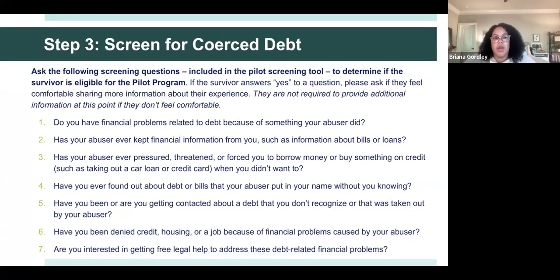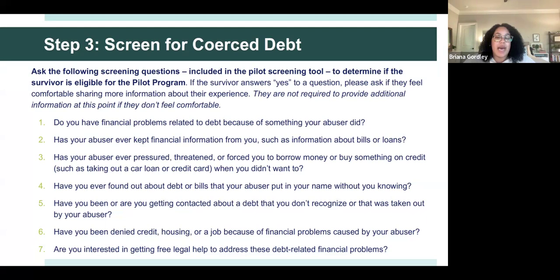And so starting off with number 1, do you have financial problems related to debt because of something your abuser did? Again, if a survivor answers yes to this, you already can move forward with the referral process, but it's still important to go through the remaining questions. And if they say yes, ask them if they're comfortable to share more information. 2, has your abuser ever kept financial information from you, such as information about bills or loans? 3, has your abuser ever pressured, threatened, or forced you to borrow money or buy something on credit, like taking out a car loan or credit card when you didn't want to?